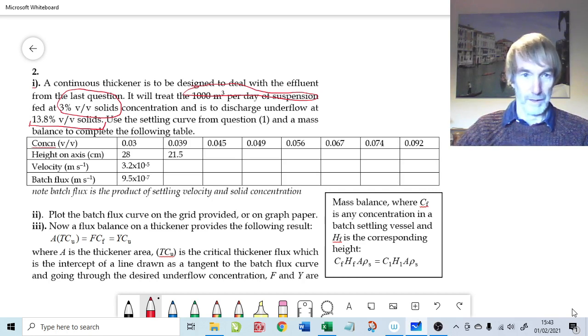Right, now there's a lot of graphical construction in the Flux approach to thickener design, so I'm obviously going to have to use something a little bit more sophisticated than just Microsoft Whiteboard. I'm going to go over to Excel for the rest of the problem.